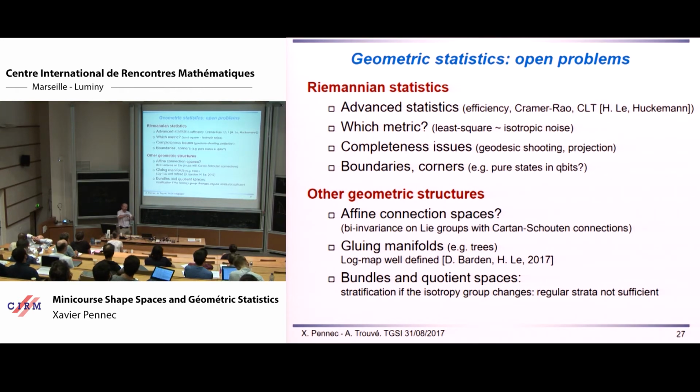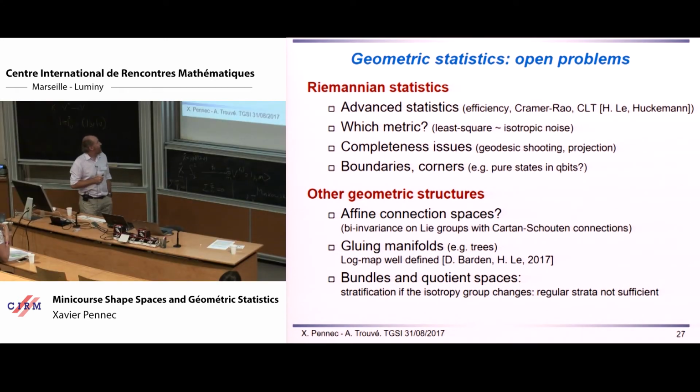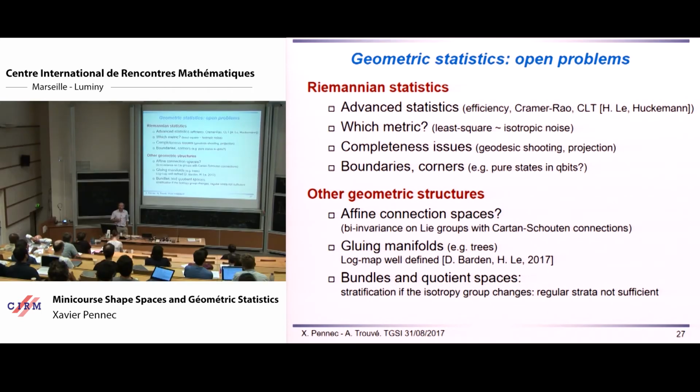Or if we take the metric completion, then we can't have geodesic completeness. So how to handle that in the statistical setting? How to add also other things like gluing other manifolds, like trees? That's a big question. Although there seem to be quite interesting results, like the log map is well defined on the set of trees, and we can use that to actually do part of the algorithm that we have here. How to go to bundles and quotient spaces.